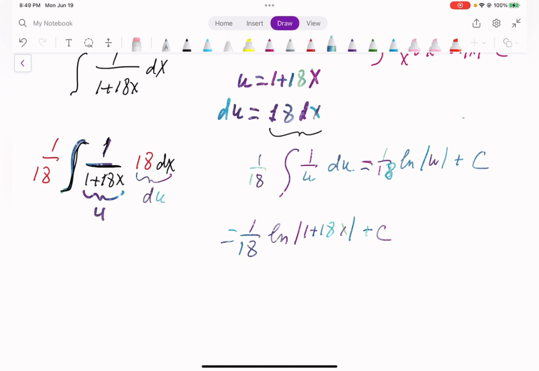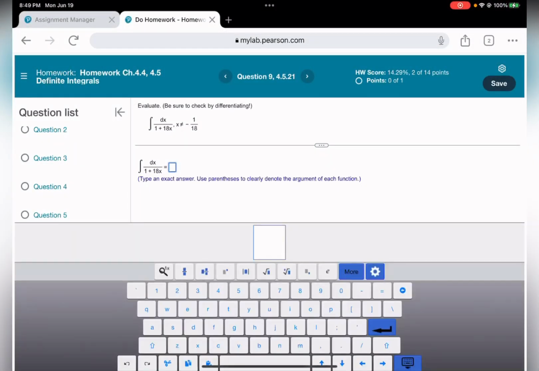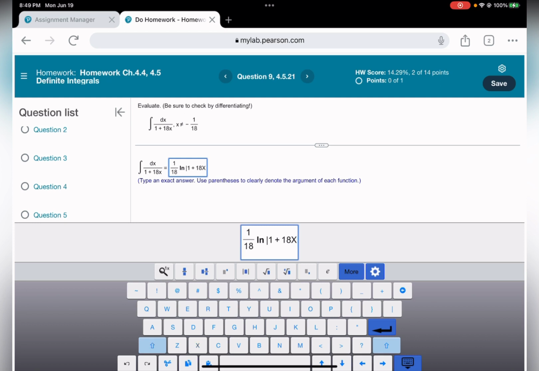Okay, so let me write down real quick. Okay, so the answer is going to be 1 over 18, and then it's going to be natural log, ln, of 1 plus 18x and plus c. Okay.